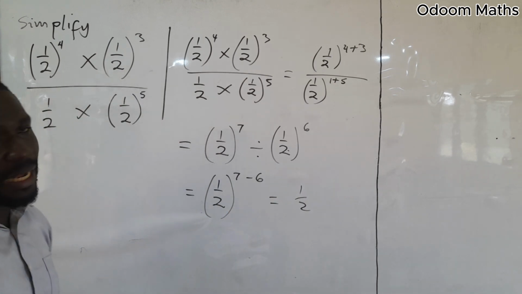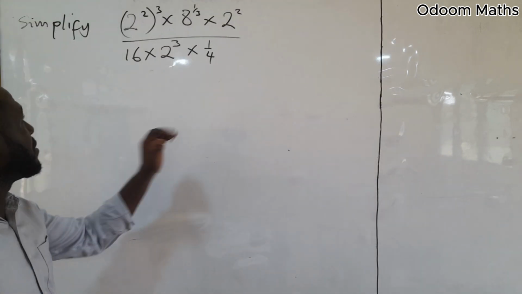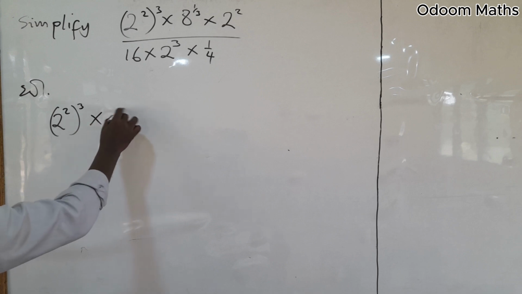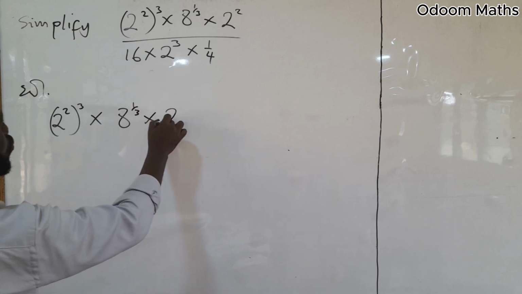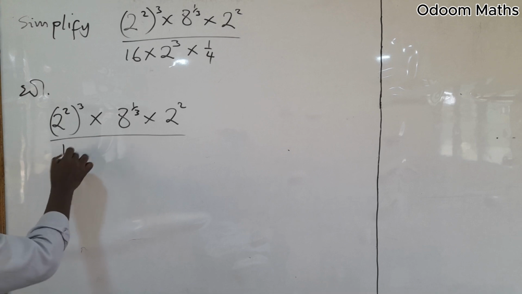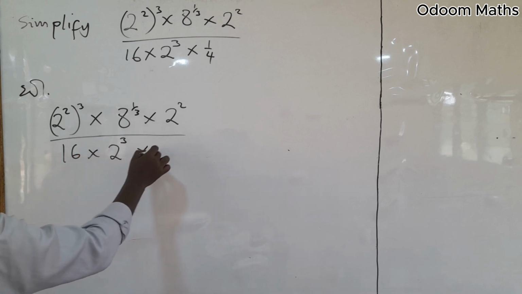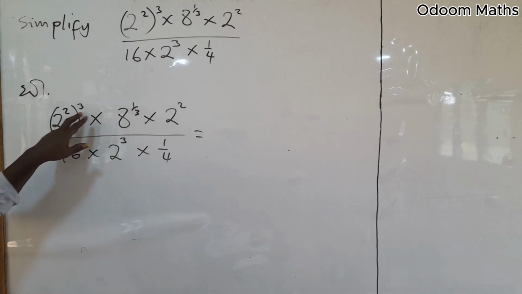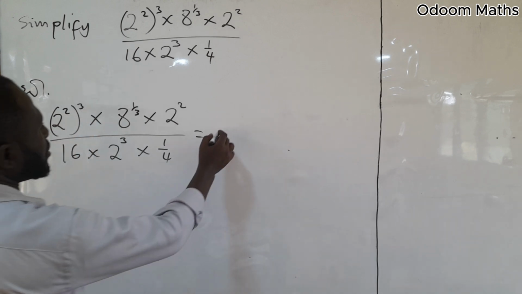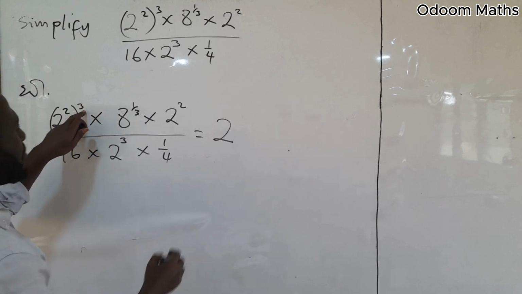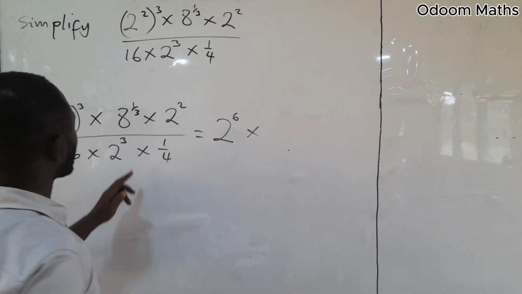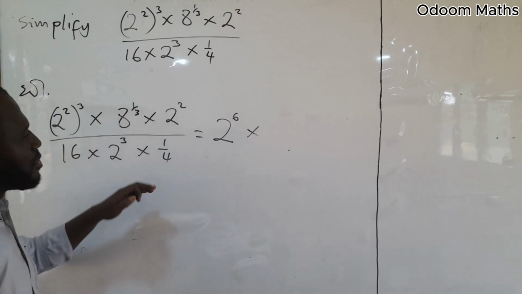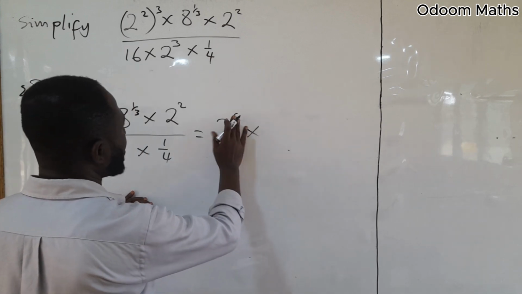Okay, let's take another example. Looking at the nature of this, let me write the question: 2 to the power 2 all to the power 3 times 8 to the power 1/3 times 2 to the power 2 divided by 16 times 2 to the power 3 times 1 over 4. This is like the third law of indices, so the powers will multiply. So that is going to be 2 to the power 3 times 2, 6. Then times, we can also put 8 as 2 to the power 3. So let me maintain this for now.